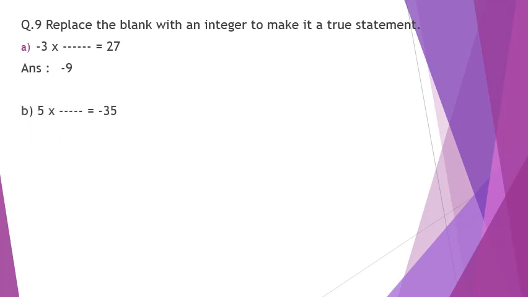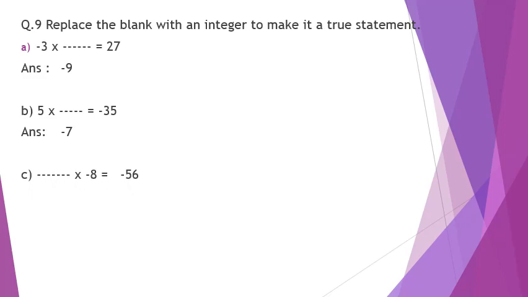5 into dash equal to minus 35. Do the table of 5. When it comes 35, 5 multiplied by 7. Now we can think about the sign. Our product is negative. That means either integer is negative. Here given 5 is positive. So 7 must be negative. So the result is minus 7.